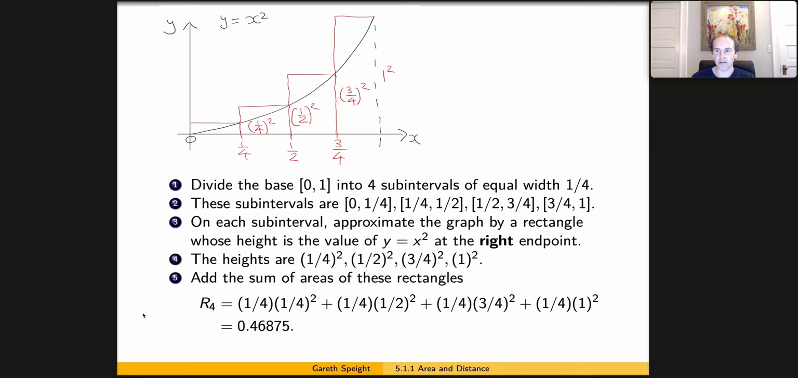And this has all the main characteristics of what we're doing. In a second, we'll talk about left rectangles, but it's pretty much the same. For better estimates, we're going to use more rectangles. So rather than dividing by 4, we divide into 8 or 16 or however many.